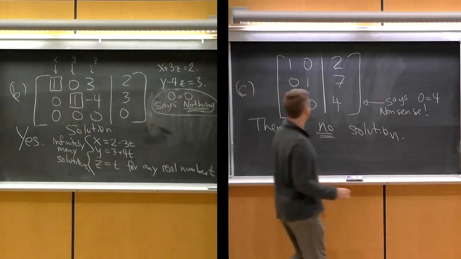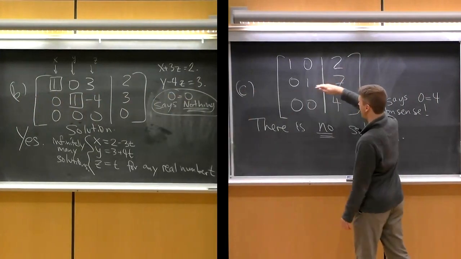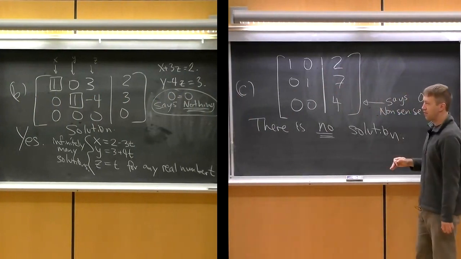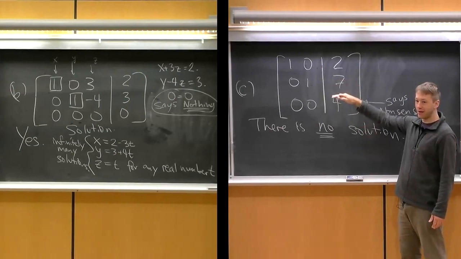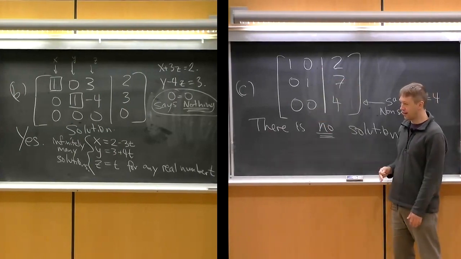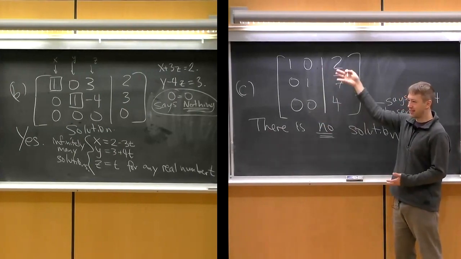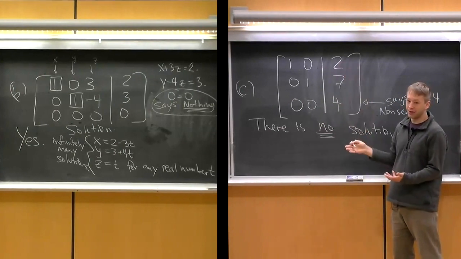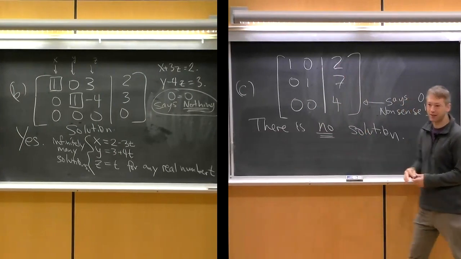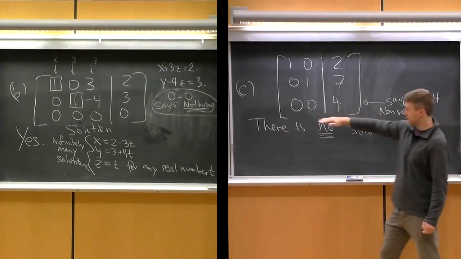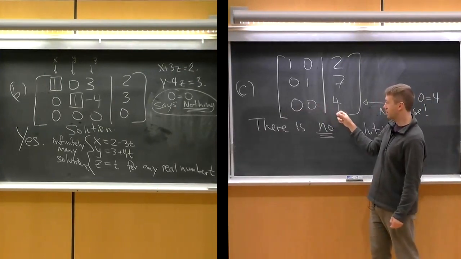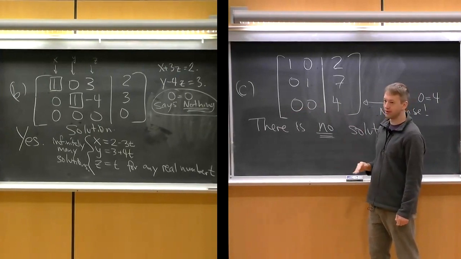This is saying x is 2 and y is 7, but to be honest, I wouldn't even write x is 2 and y is 7, because really, when you see this row, you should say none of this is valid anyway. There is no solution to this, if that makes sense. If you get a row of zeros on this side, and then here it's not a 0, there's no solution.